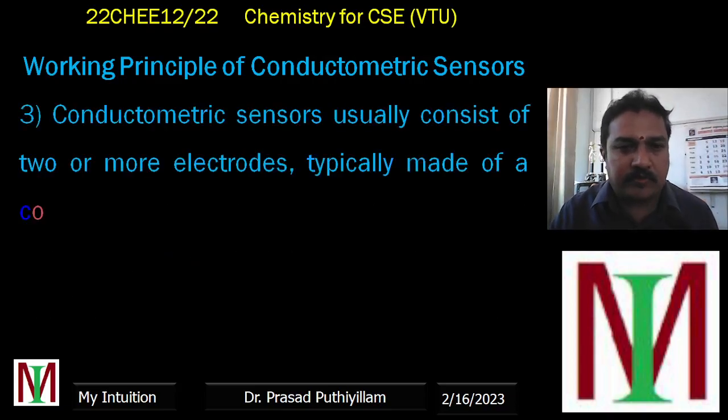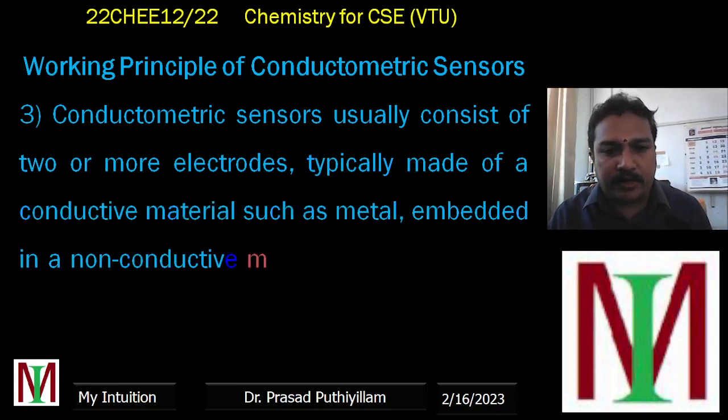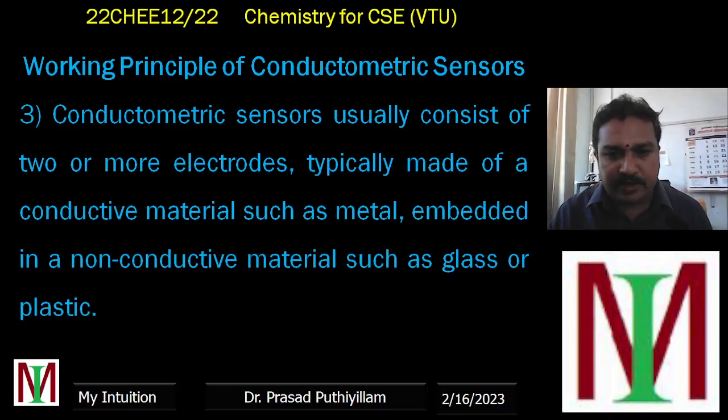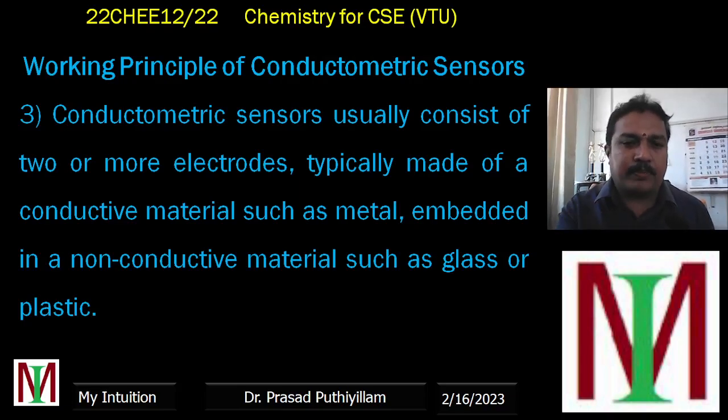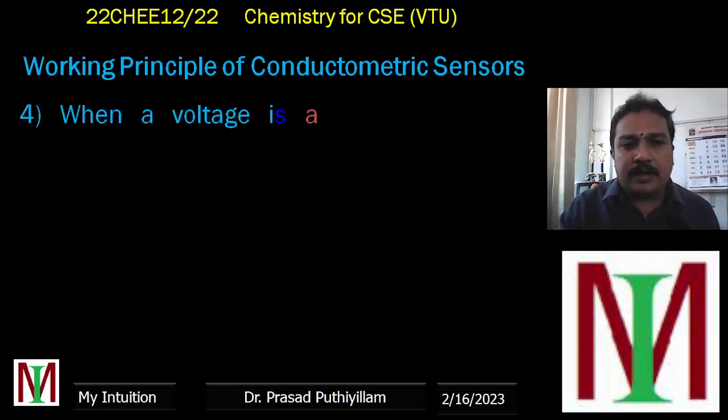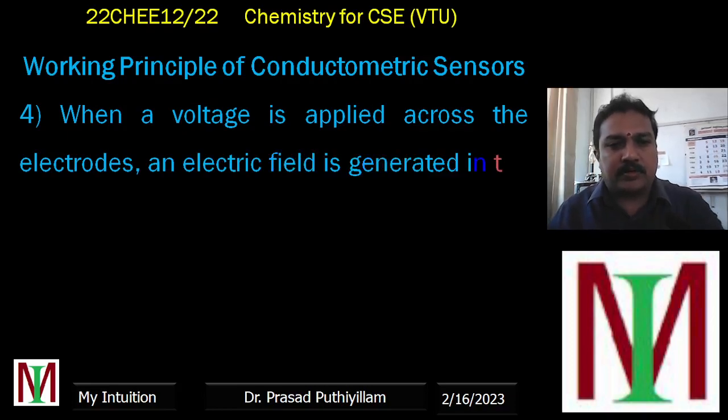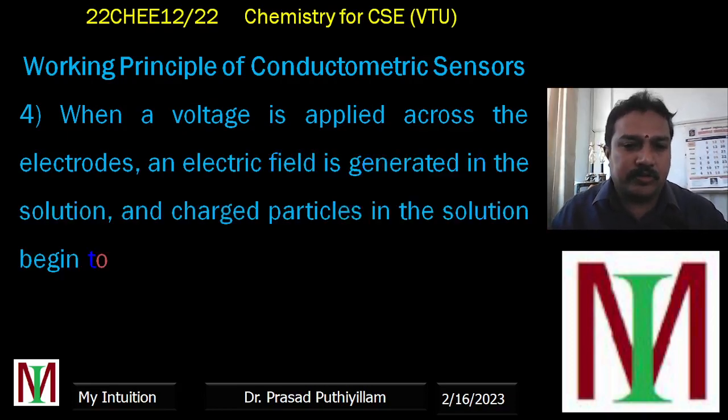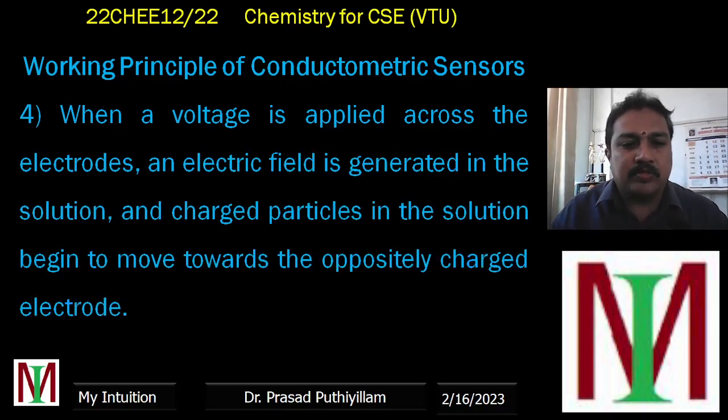The conductometric sensor usually consists of two electrodes made of a conductive material such as metal, which is connected to a non-conducting material such as glass or plastic, which covers the electrodes so that only the metallic part will be in touch with the element which we want to sense. And when a voltage is applied across the electrodes, an electric field is generated in the solution, and the charged particles in the solution begin to move towards the oppositely charged electrode.